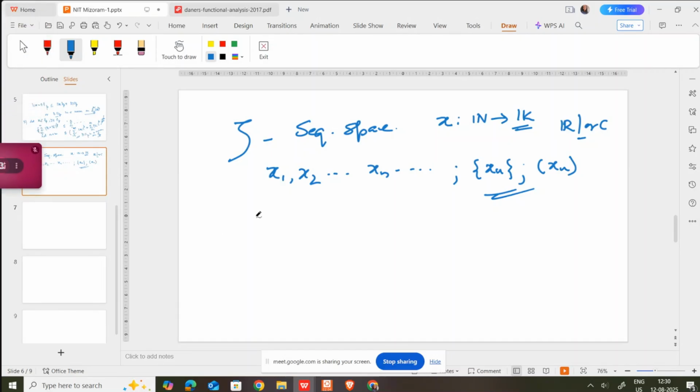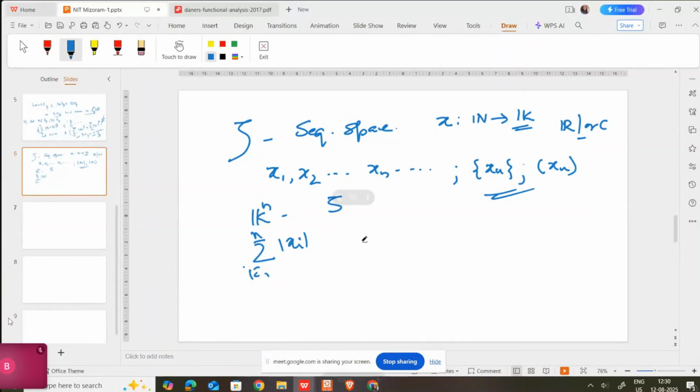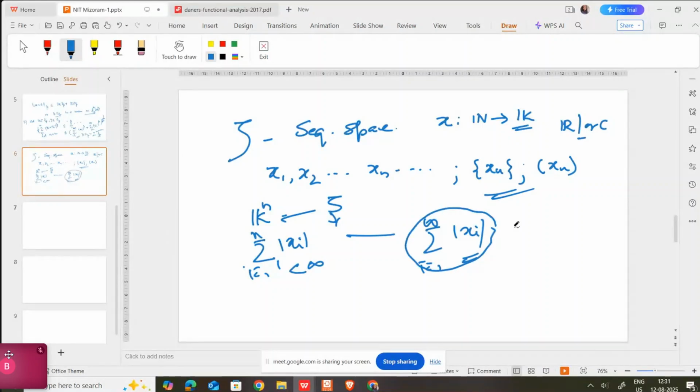Now, what's the difference between this Kn and this S? When you look at the summation here, i equal to 1 to n, mod xi. If I want to look at the corresponding thing in the sequence space, it will be summation i equal to 1 to infinity, mod xi. But that creates a problem. Why? This is always finite because it's a finite sum. This one has a problem of convergence.